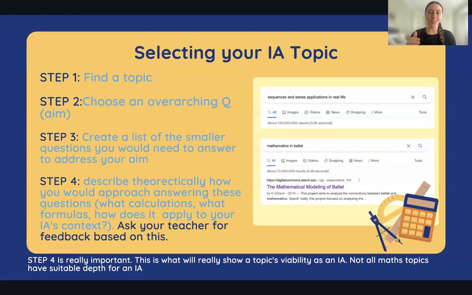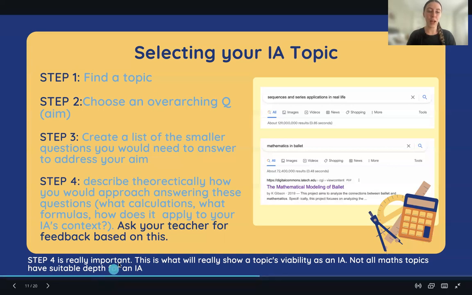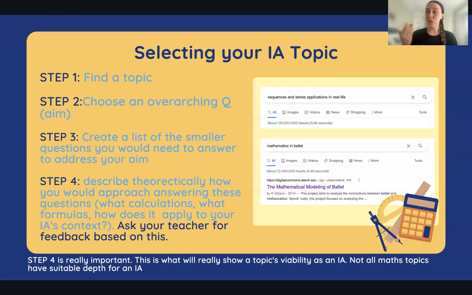So maybe don't do an IA topic where you have big blank spaces under these potential questions where you have no idea where to start in terms of the working. And that's why I said, ask your teacher for feedback based on this, because I think this is a good time. At least at my school, this was the first round of feedback that we got, on these proposals, so that we could get the green light or not to start our IA, because it gives your teacher a good overview of whether this could potentially work as an IA topic, and what your plans are going forward.